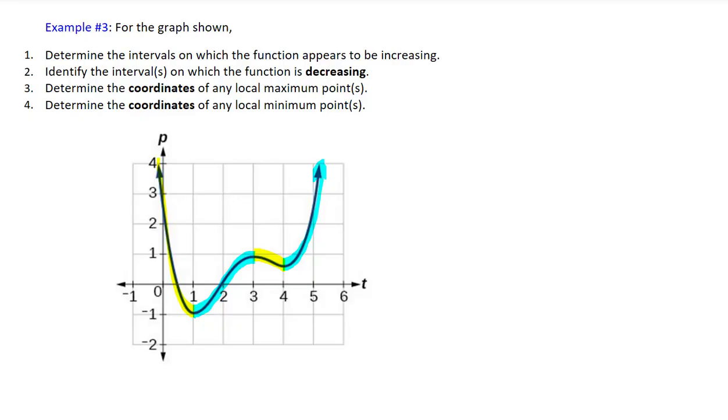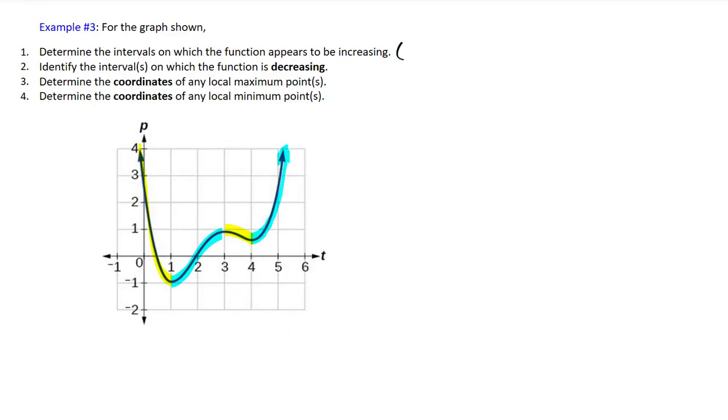So to answer part 1 of the problem, the interval on which the function appears to be increasing, that would be from negative infinity to 1. We only look at the x coordinates when we determine intervals, and then from 3 to 4. Since these two subsets are disjointed, we're going to combine them with the union symbol.